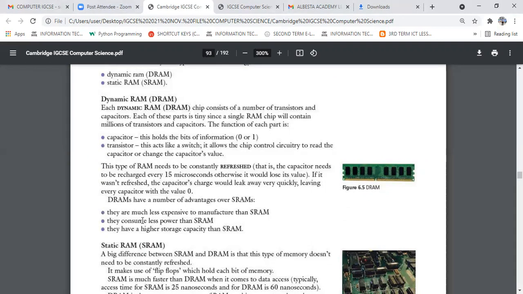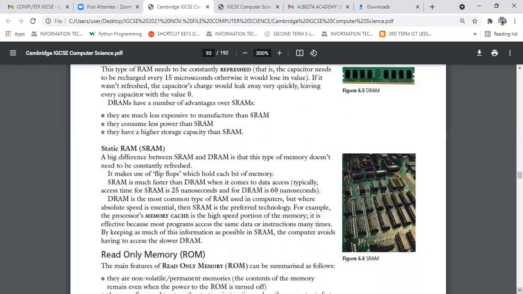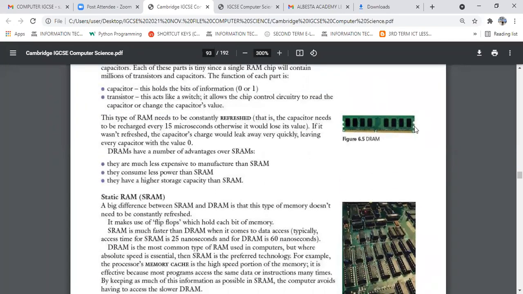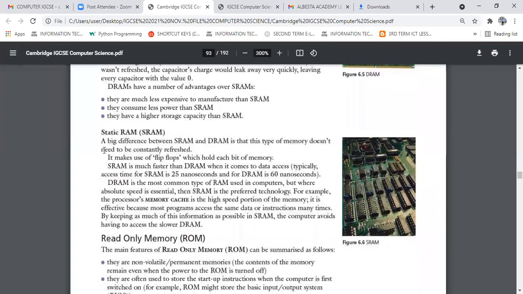Now, DRAMs have a number of advantages over SRAM. They are much less expensive to manufacture than SRAM. They consume less power than SRAM. They have a higher storage capacity than SRAM. So as you can see, as I'm showing the image of DRAM and SRAM, DRAM, the dynamic random access memory, is less expensive. And the other one is SRAM.